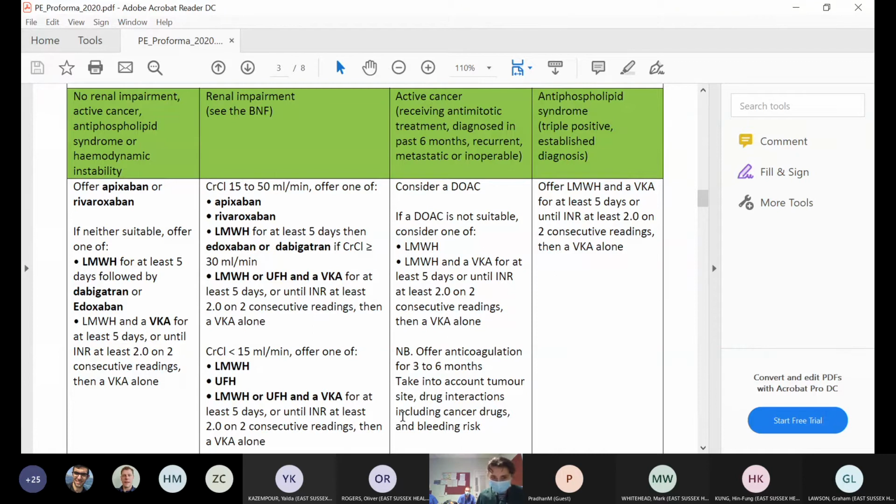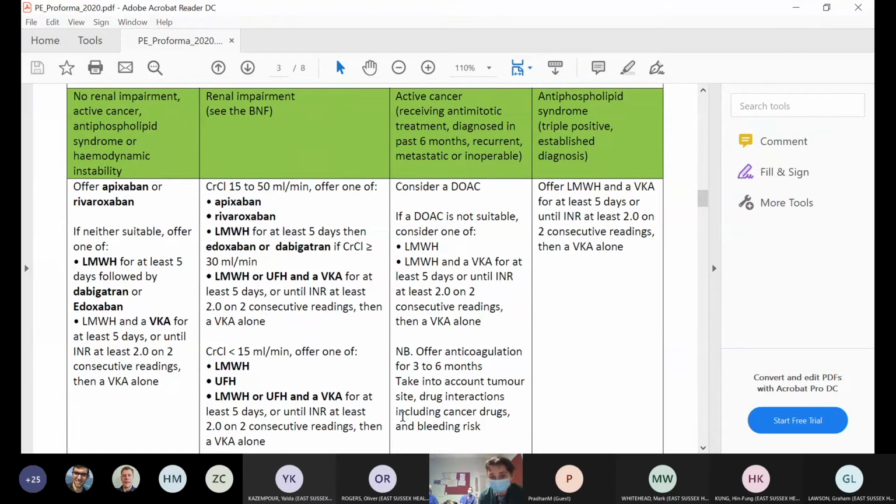With renal failure, you can apply the same treatment, but if the GFR is less than 15, you have to consider warfarin, Clexane, or unfractionated heparin. That is important. Obviously, in consensus with the renal team.